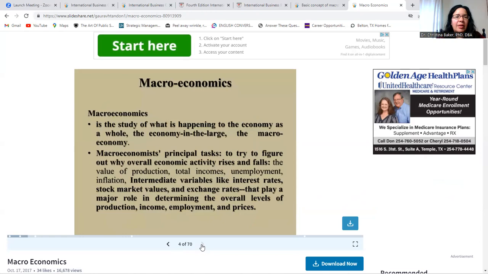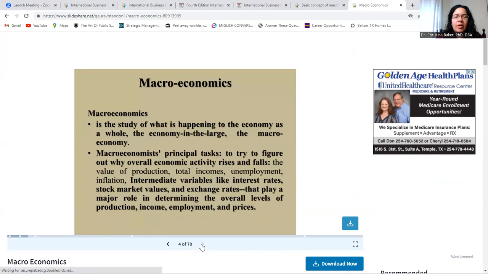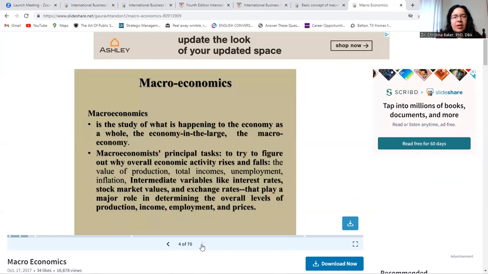Macroeconomics is a study of what's happening in the economy as a whole, the economy at large, the macroeconomy. The macroeconomist's principal task is to try to figure out why overall economic activity rises and falls: the value of production, total incomes, unemployment, inflation, and intermediate variables like interest rates, stock market values, and exchange rates that play a major role in determining the overall levels of production, income, employment, and prices.